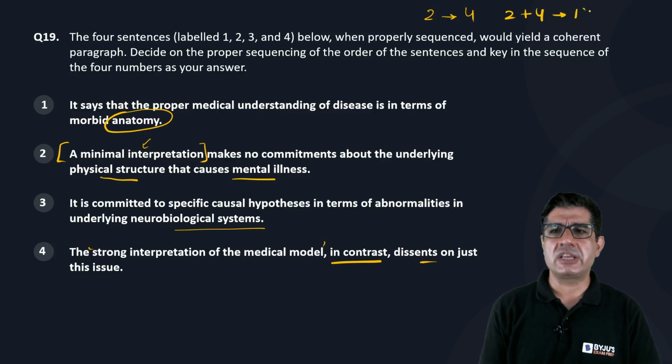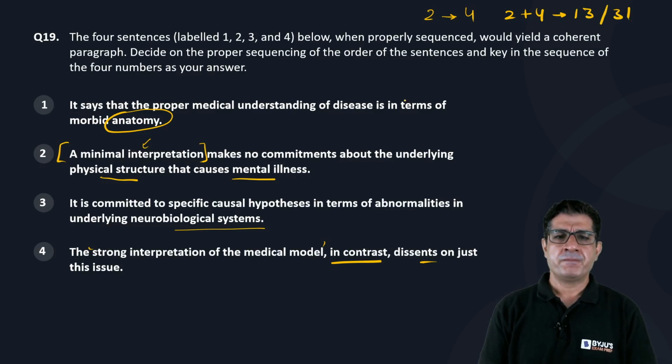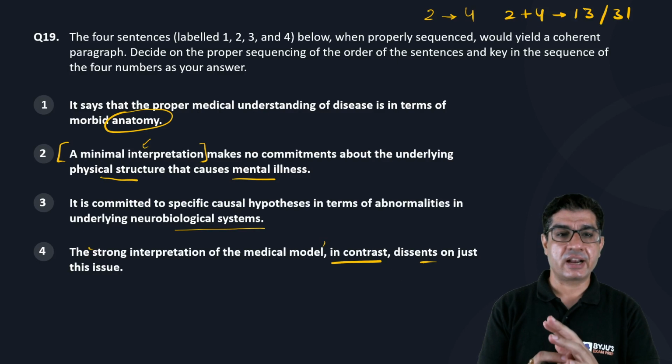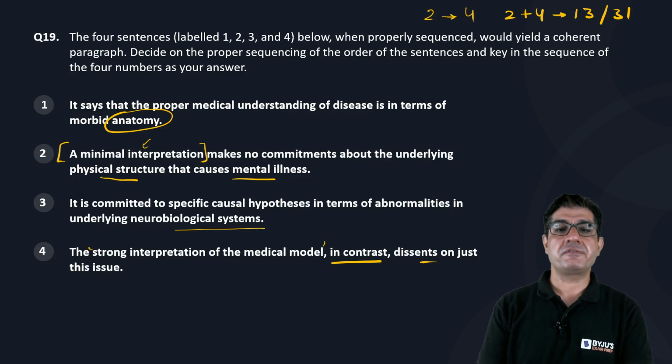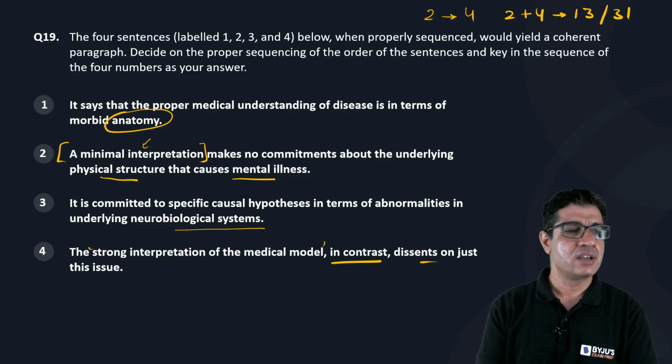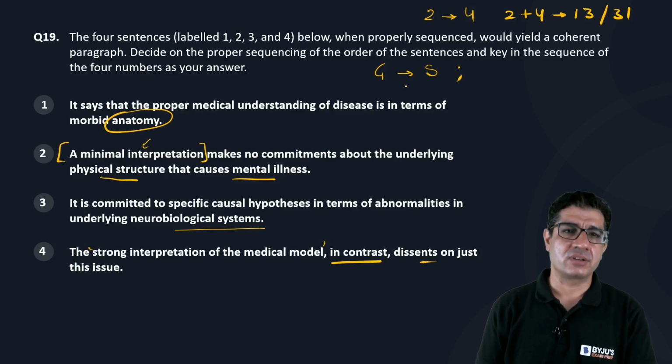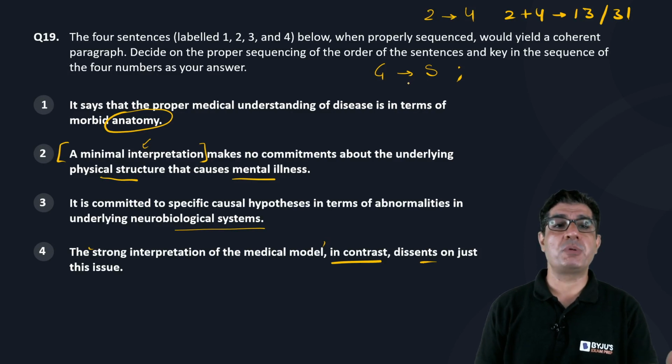So should it be 1 3? Should it be 3 1? Let us explore this. Now 1 talks about understanding of diseases in terms of morbid anatomy. 3 talks about being committed to specific causal hypotheses in terms of abnormalities in underlying neurobiological systems. So in this context, 1 is general, 3 is specific. So we normally put the general idea first and the specific idea later, except in 2 situations, when the general idea happens to be a conclusion or a reiteration. But if I look at it here, 1 is general, it is neither phrased as a conclusion nor as a reiteration, and therefore 1 should be put before 3.